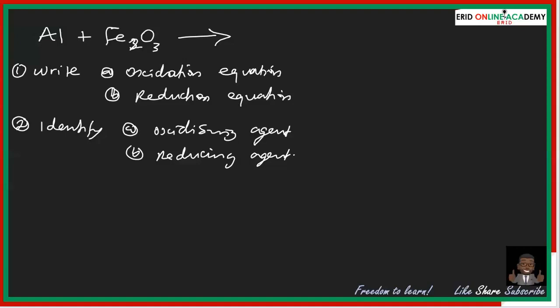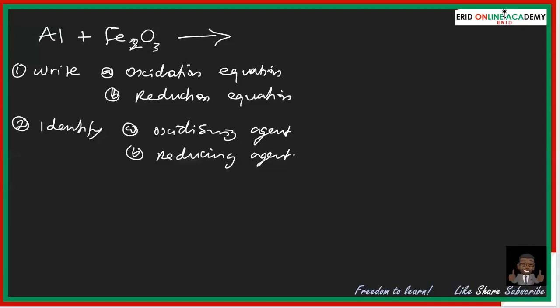Okay, so let me first say the oxidizing agent and reducing agent. The oxidizing agent in this equation is the iron ions. And the reducing agent is the aluminum.